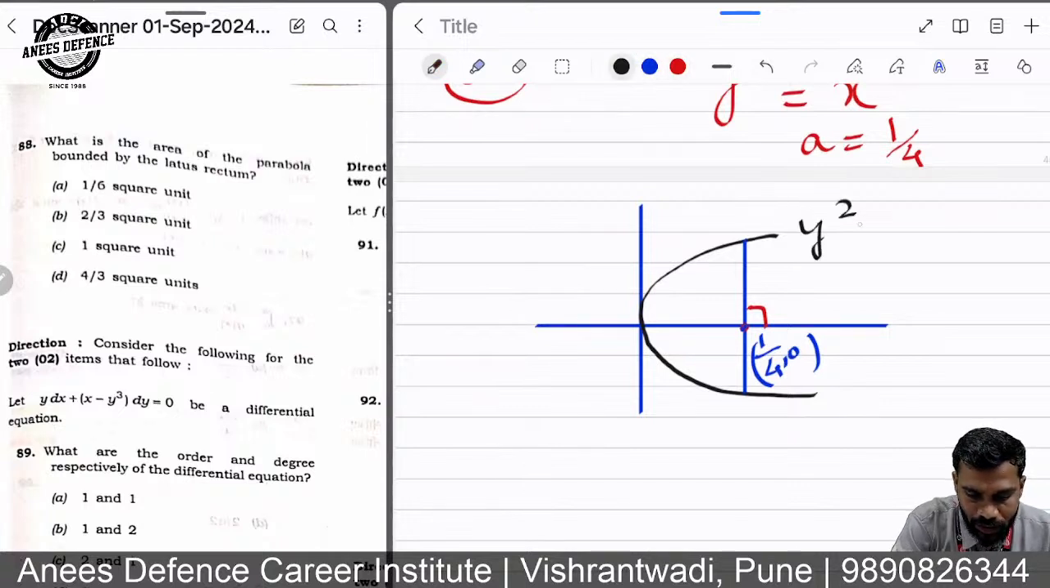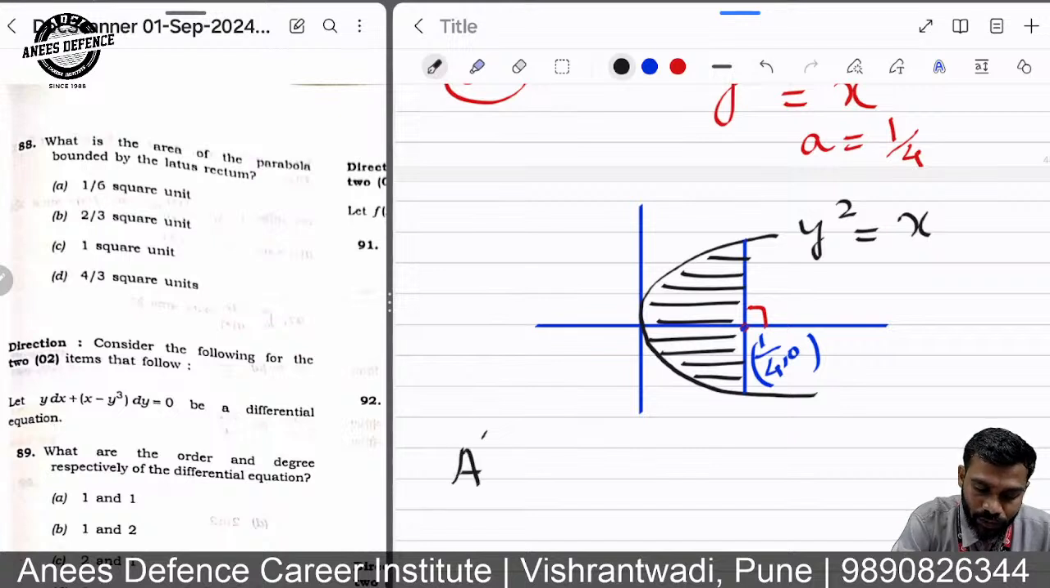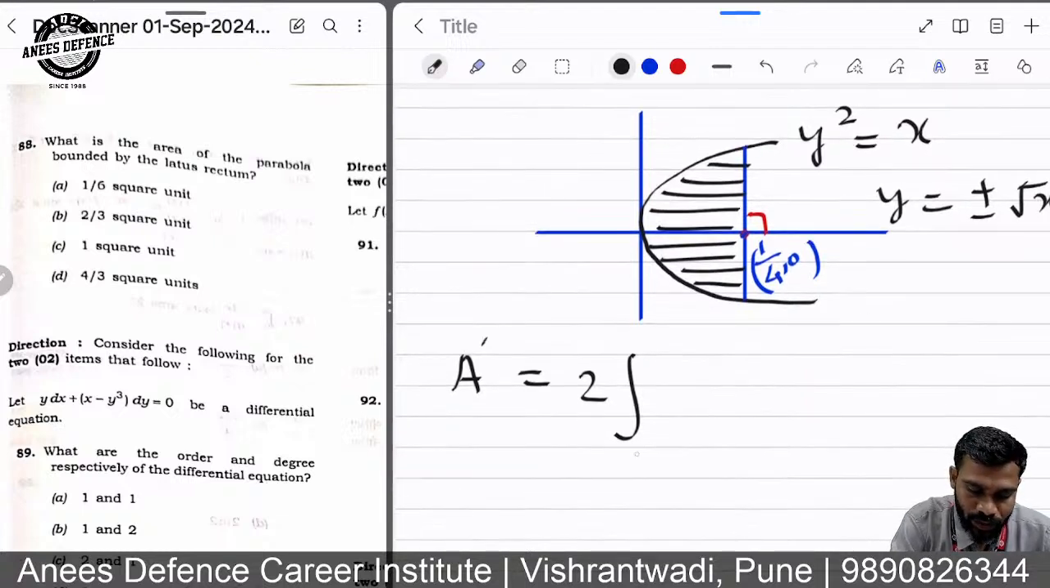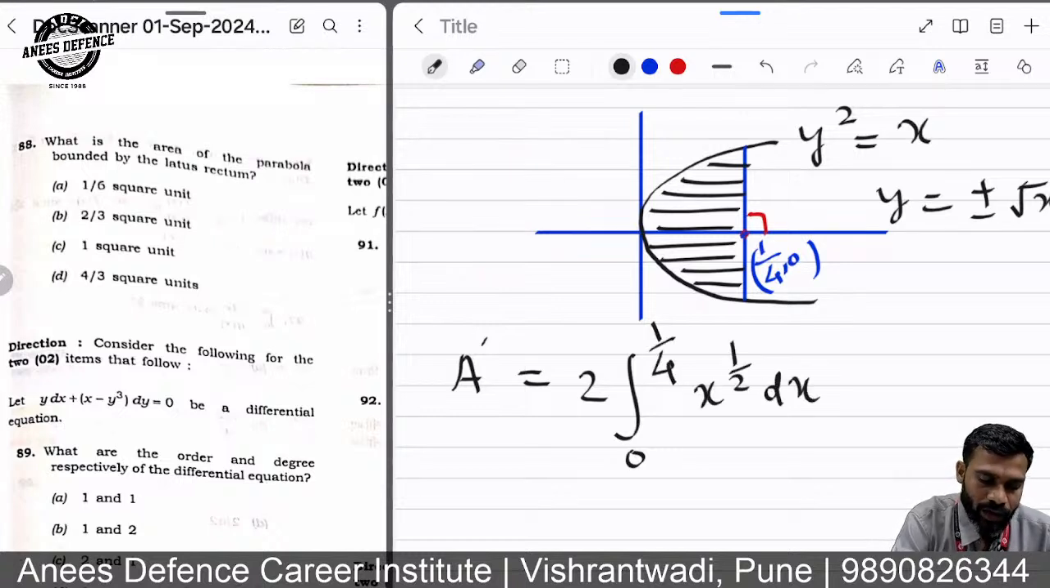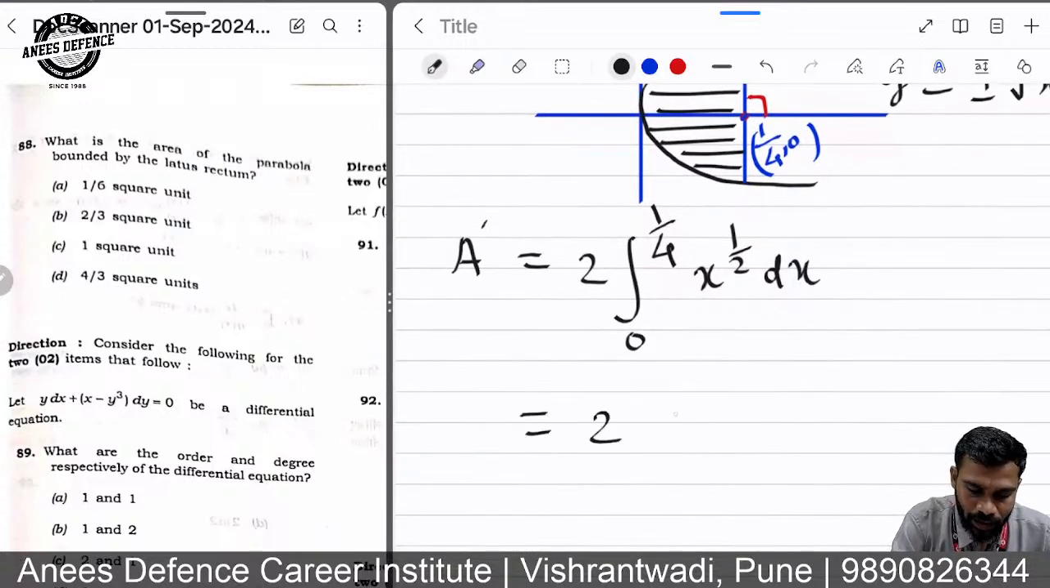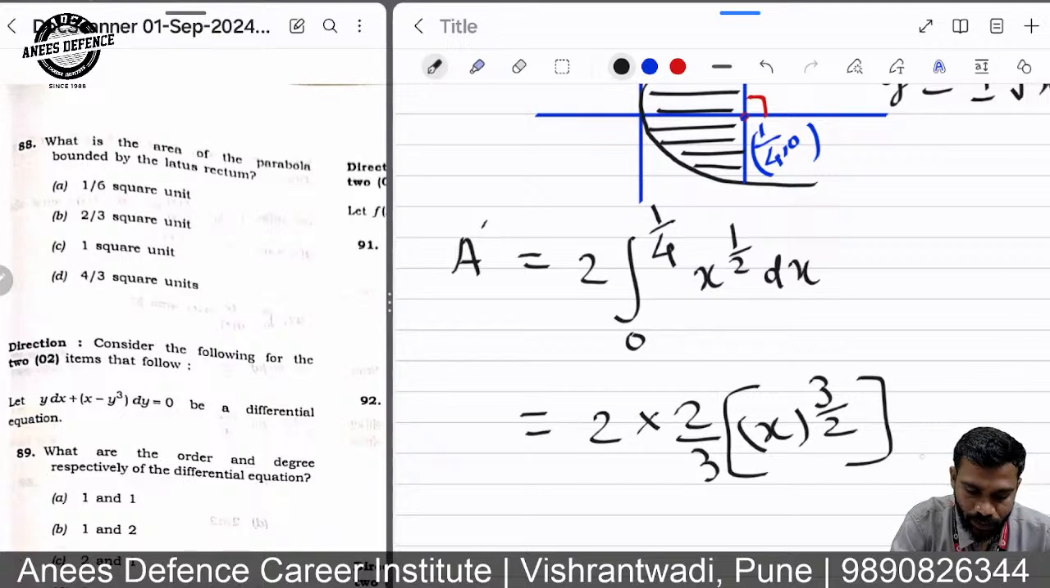And this curve is y square is equal to x. So the required area, this area we need to find. So A will be equal to the integration of y is equal to plus minus root x, but I can just make it root x area. We need to integrate root x 2 times from 0 to 1 by 4. This will be your required area. If you simplify this, you will get 2 by 3 into x to the power 3 by 2, and the limit will be from 0 to 1 by 4.